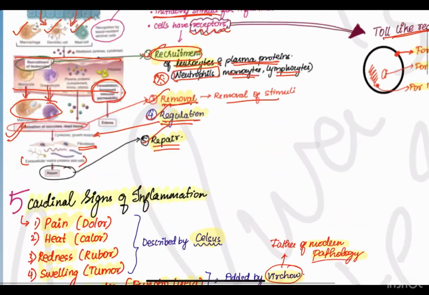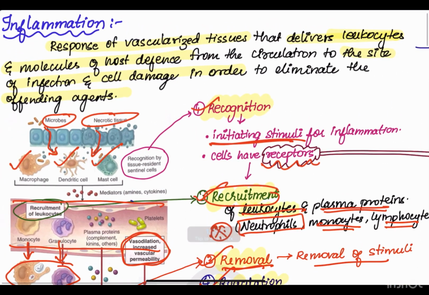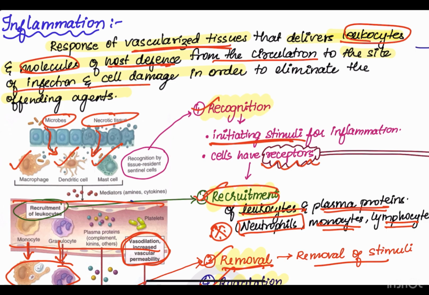We'll see each one in detail in the next videos. Now let us look at the definition of inflammation again. So it is the response of vascularized tissue that delivers leukocytes and molecules of host defense from the circulation to the site of infection and cell damage in order to eliminate the offending agents. I hope you understood the basics of inflammation. In the next video, we'll be seeing about acute inflammation followed by chronic inflammation.